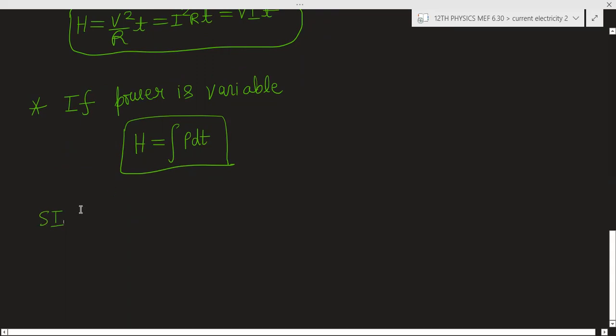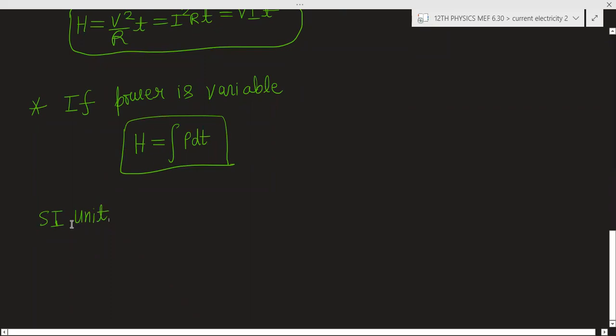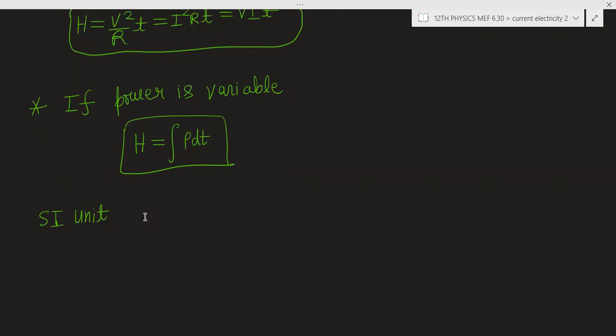and what is the full form of SI, Matthew? System International. It's a French word for the international system. International system of units. SI units, this is just a basic question. SI unit means international system of units. In 90% or 95% of cases, we use only SI units.